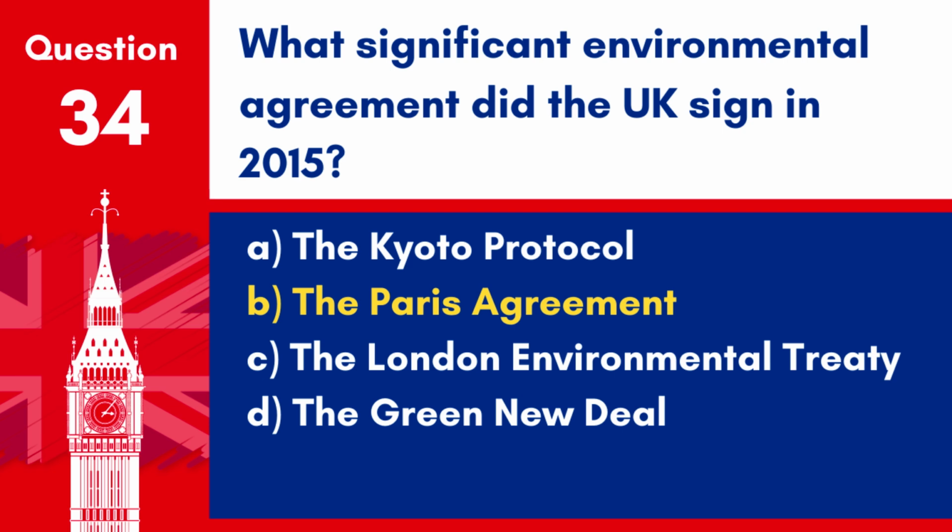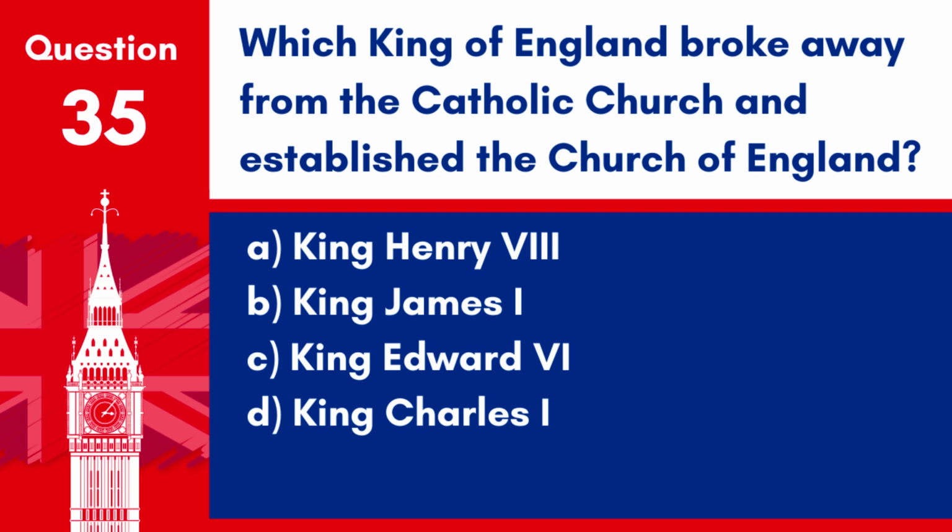sustainable practices. Question 35. Which King of England broke away from the Catholic Church and established the Church of England? A. King Henry VIII. B. King James I. C. King Edward VI. D. King Charles I. Answer. A. King Henry VIII. King Henry VIII broke away from the Catholic Church and established the Church of England, initiating the English Reformation, primarily to annul his marriage to Catherine of Aragon.